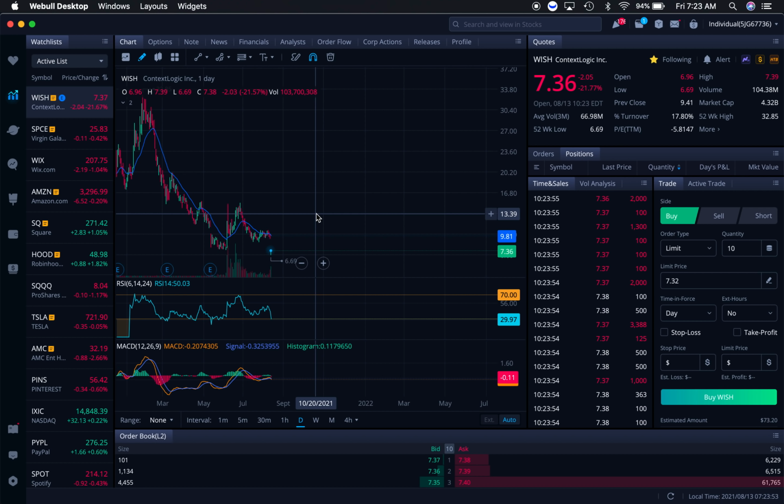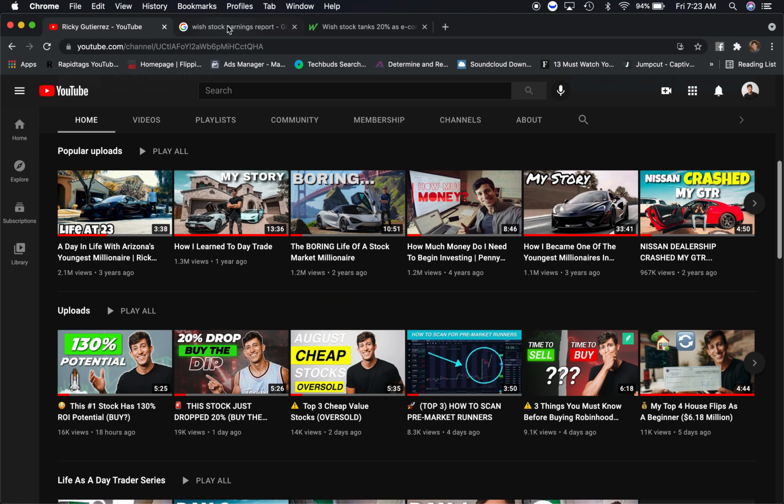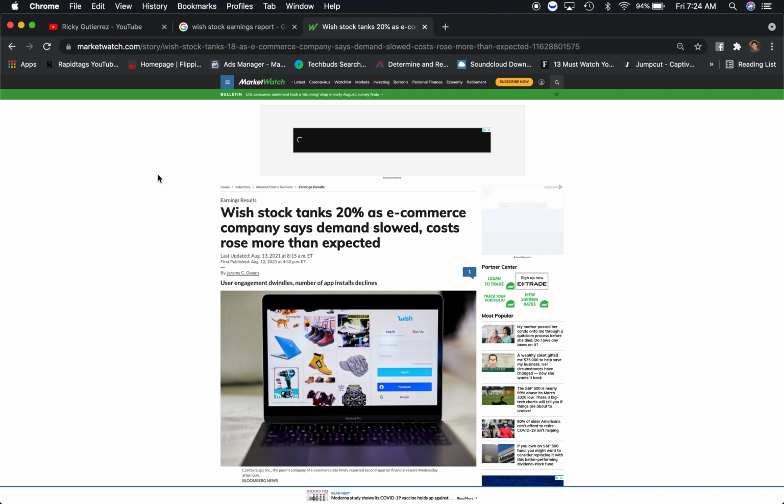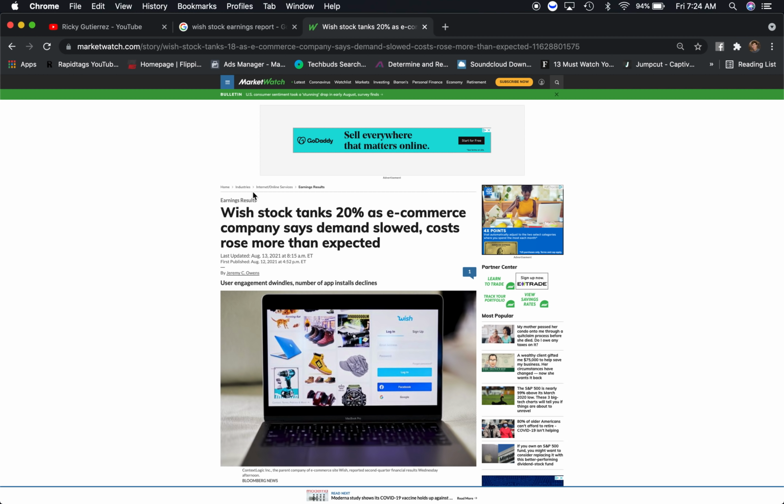So first off, what caused Wish stock to drop 20%? Well, it reported earnings yesterday and it missed earnings. You guys could see that its Q2 2021 earnings per share was missed by 3% and the revenue was missed by 9%. So what was the catalyst of this? Well, based off of an article I read, and please make sure that you do your own due diligence as well, the e-commerce company says that demand slowed and cost rose more than expected.